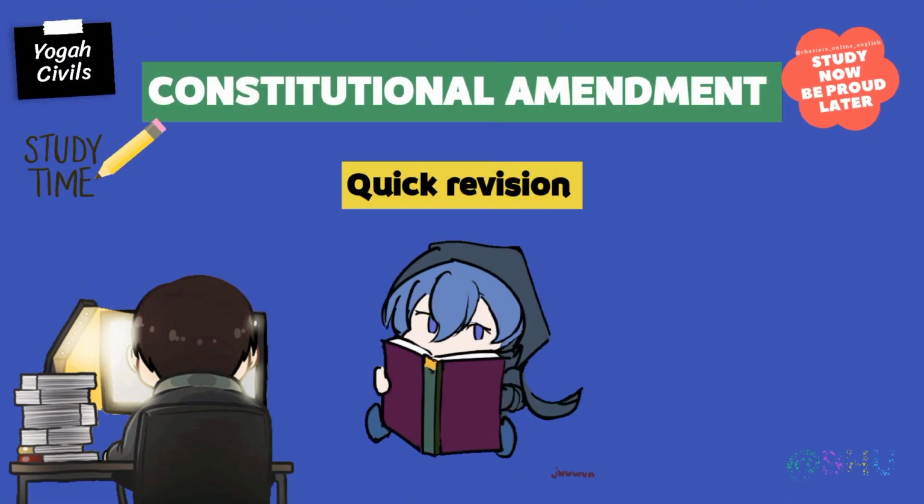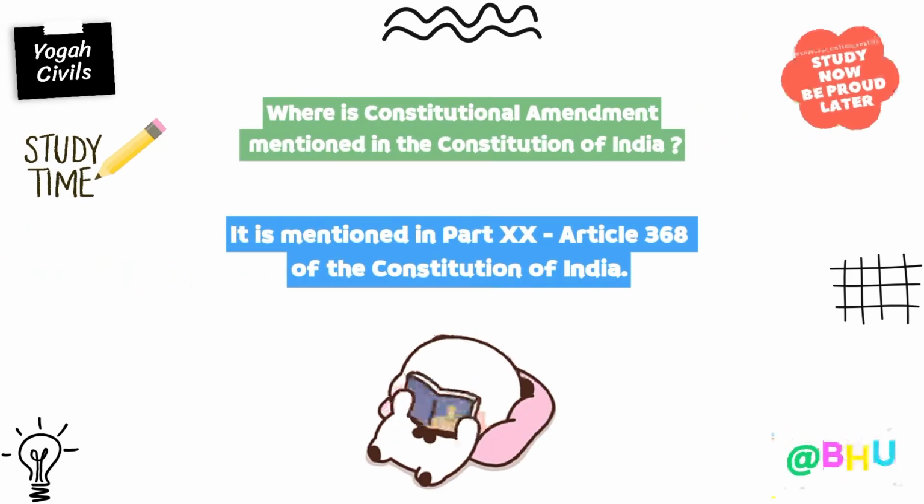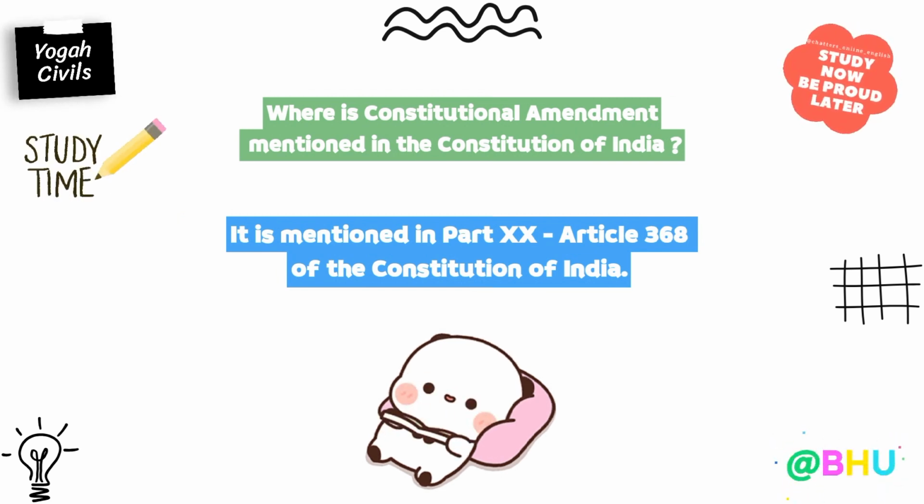Constitutional amendment. Quick revision. What is a constitutional amendment? Constitutional amendment is addition, variation, or repealing of any provision of the Constitution of India, except the basic structure of the Constitution. Where is constitutional amendment mentioned? In the Constitution of India. It is mentioned in Part 20, Article 368 of the Constitution of India.